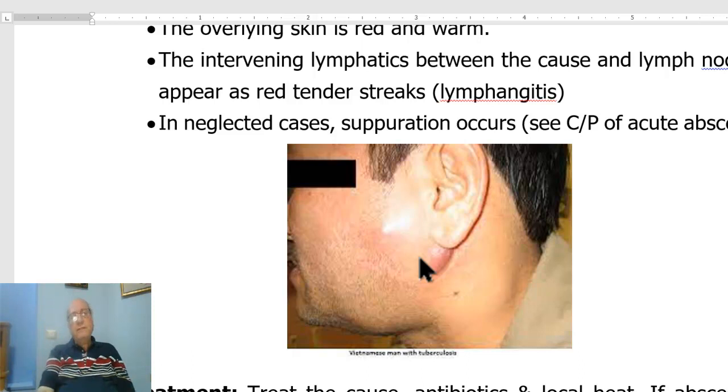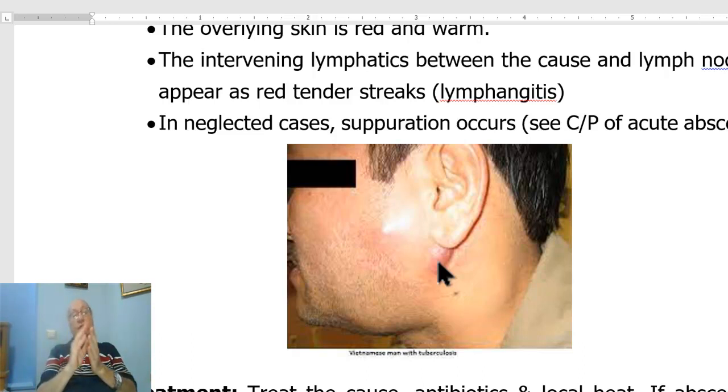What is the treatment of acute lymphadenitis? Sure, treatment of the cause, and treatment of acute lymphadenitis is antibiotic and local heat. If suppuration occurs, sure, as any abscess, the treatment is incision and drainage.